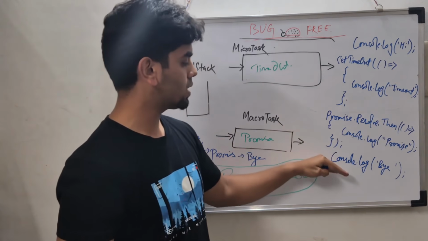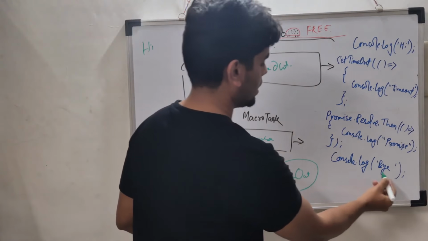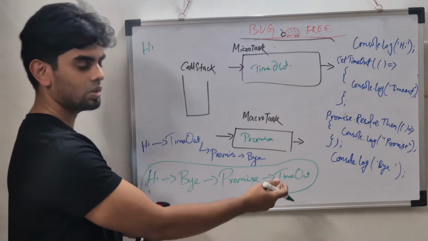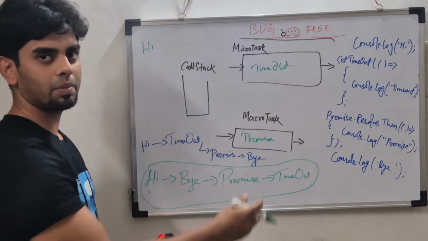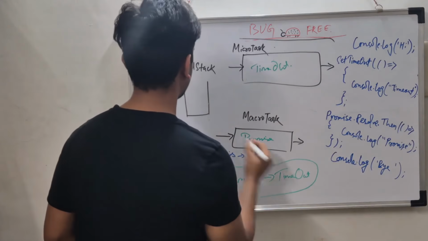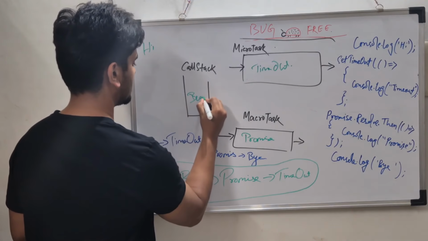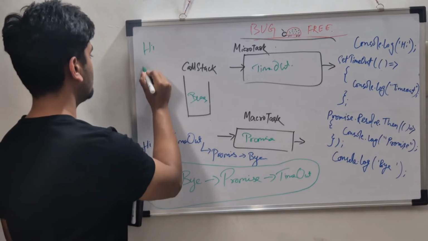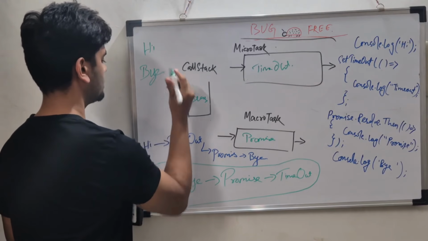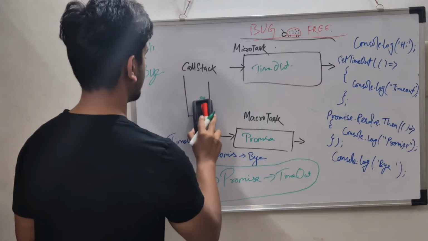Next we move to the next line, which is console log bye. Here it's a simple line of code. It doesn't have any promise or any setTimeout, so it will be directly pushed to the call stack. As we know, the call stack will get executed, so bye will get printed. Now the call stack is empty.